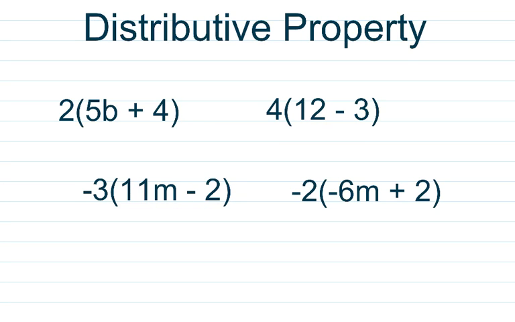The distributive property. Take a look at the examples below and imagine multiplying the value on the outside of the parentheses into both of the items on the inside of the parentheses. You are distributing it evenly into both of the pieces. So in the first example, the 2 will be distributed into the 5b as well as the 4. And the same goes for the rest of the examples.